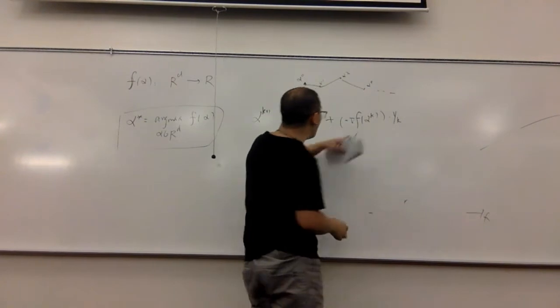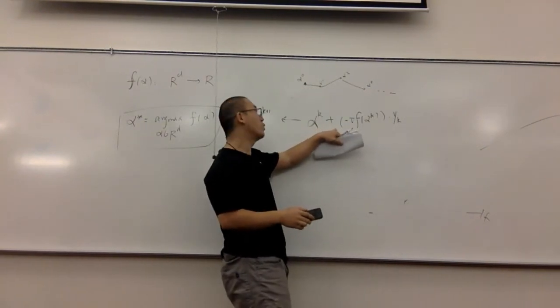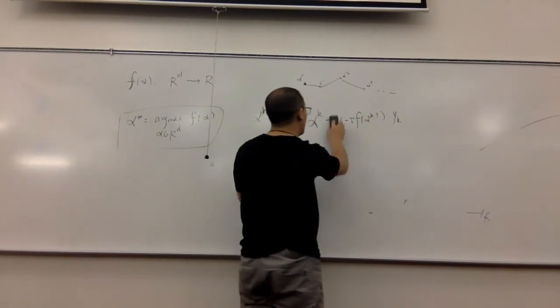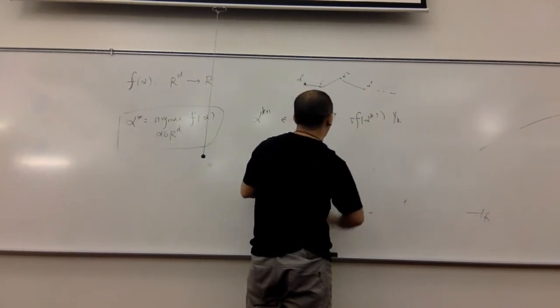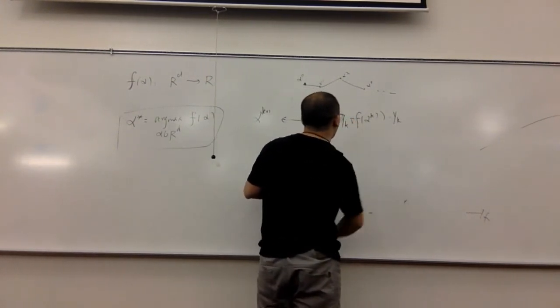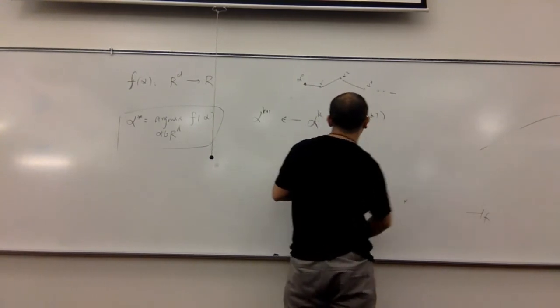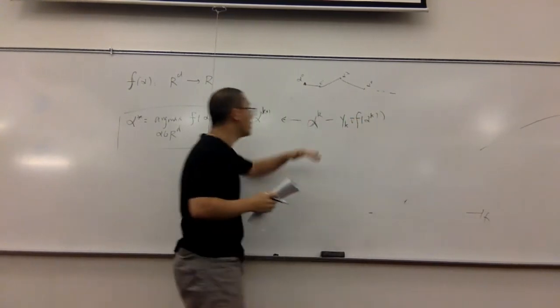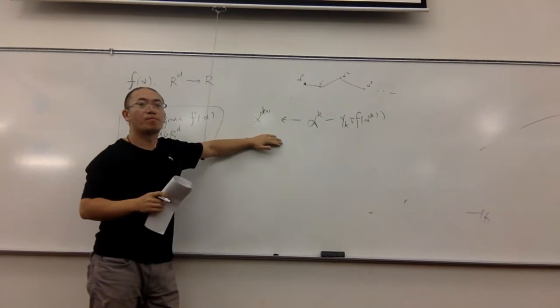Now we can move the minus sign outside, right? Because we do not need this plus. So we can simply use minus here and then put the step size in front of the gradient. So this is a gradient descent step.